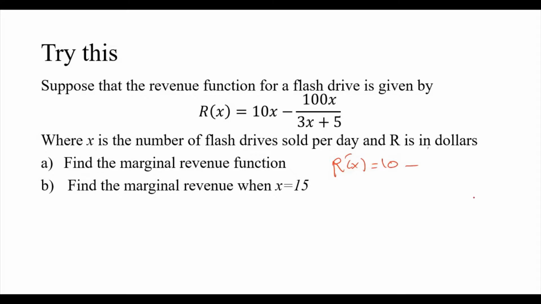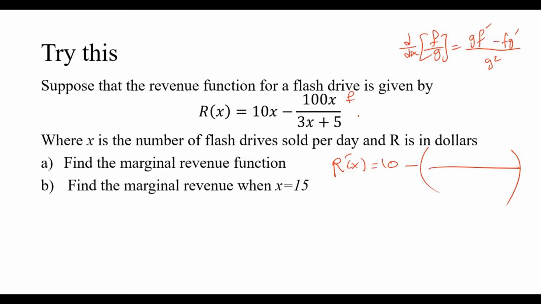and here is where things get interesting. So we know that 100x over 3x plus 5 is a quotient function. Let me remind you of the derivative of quotient functions. The derivative of any quotient function is the denominator times the derivative of the numerator minus the numerator times the derivative of the denominator, over the denominator squared. So in this case, f is equal to 100x and g is equal to 3x plus 5. If I find f prime, the answer is going to be 100. If I find g prime, the answer is going to be 3.